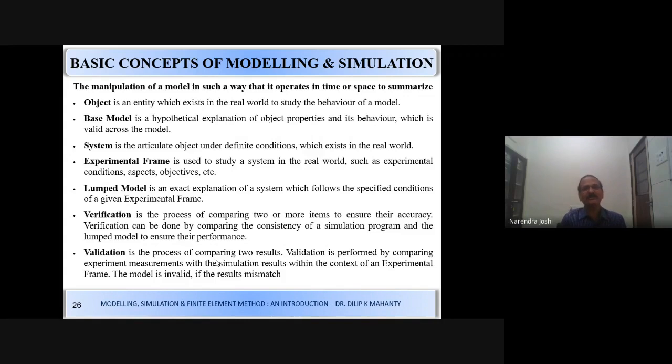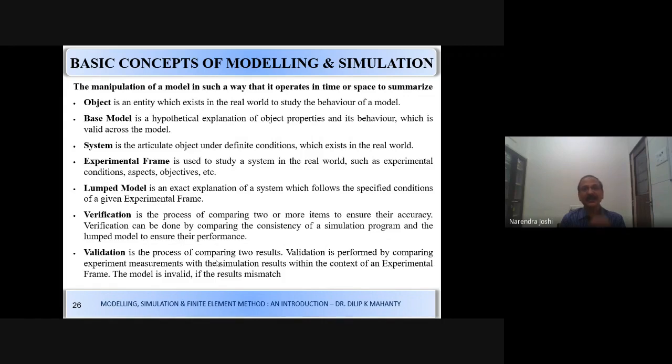The last 2 points, verification and validation, are a very important aspect in the engineering pyramid. We use these words very often, but sometimes we are not able to understand what they mean. So verification is the process of comparing 2 or more items to ensure their accuracy. It can be done by comparing the consistency of a simulation program and the lumped model to ensure their performance.